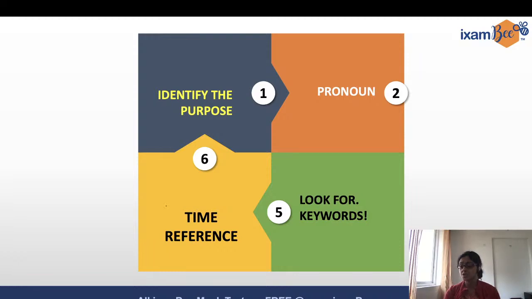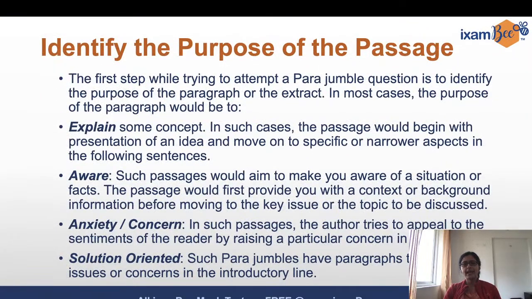Is it talking about a concern? It's talking about an issue. And we can have a number of issues. We can have an anxiety-driven issue. We can have passages that talk about solutions to a problem, or it's explaining a concept. So the first thing is to find out what it's talking about. So in the beginning, don't try to arrange the sentences. First, ask yourself, what is it talking about?